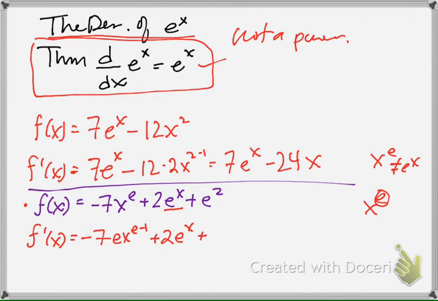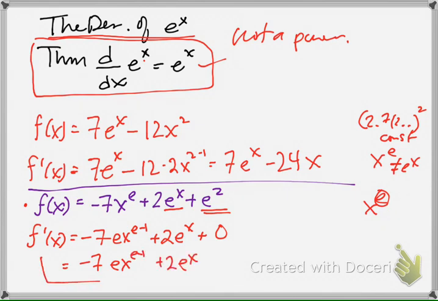Plus, what is e squared? Is e squared a power function? E squared is just the number 2.718... squared, which is just a constant. And what is the derivative of a constant? It is 0. So I got negative 7e x to the e minus 1 plus 2e to the x. And this is the derivative of this function.